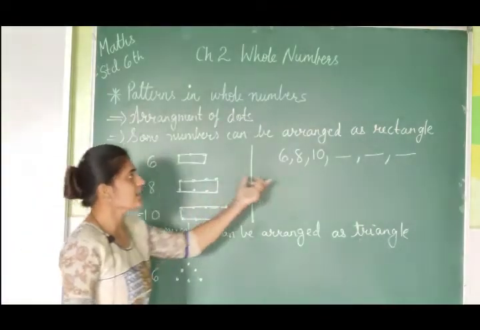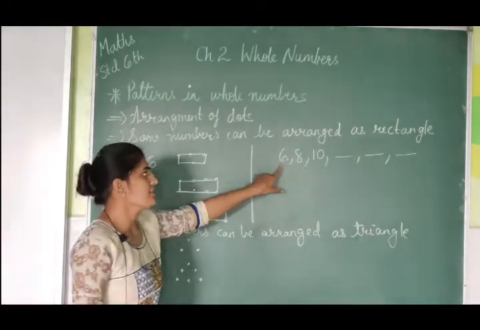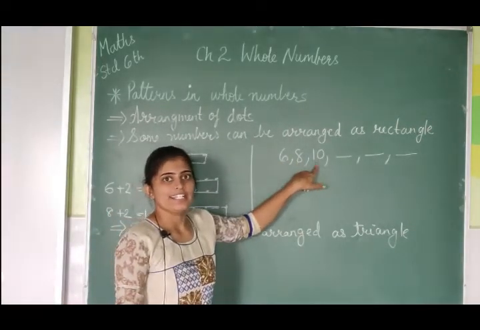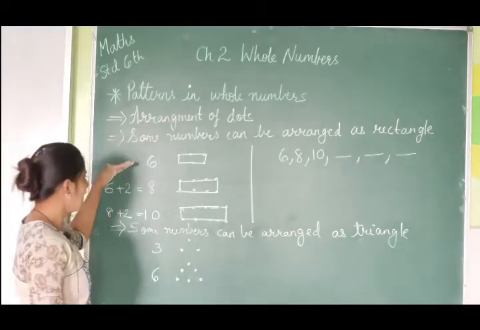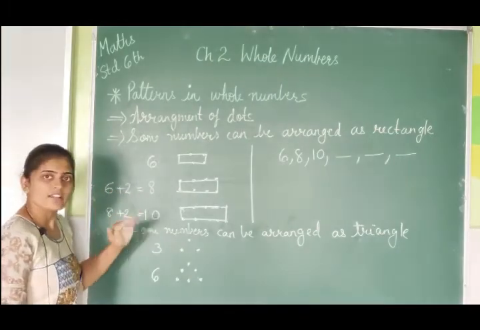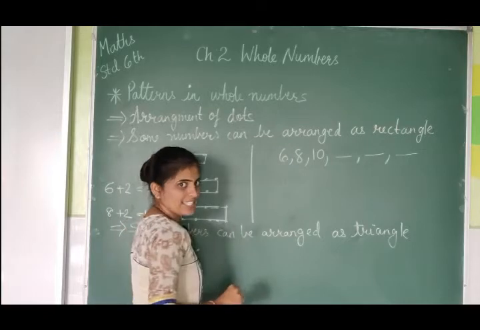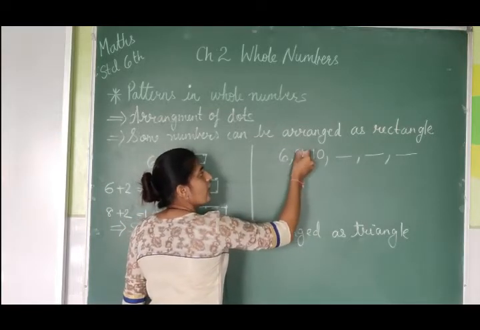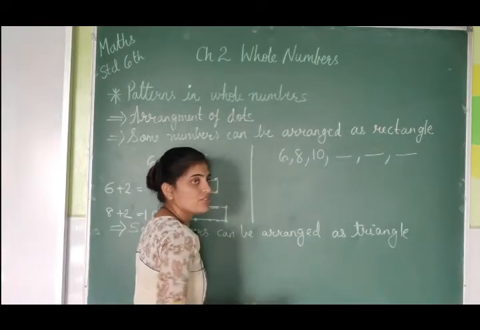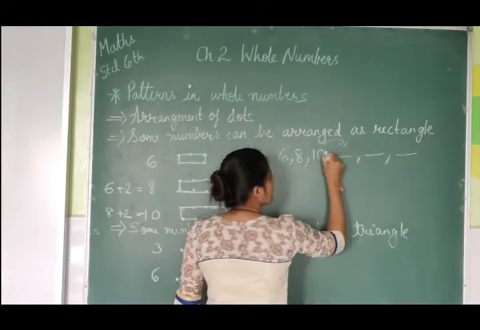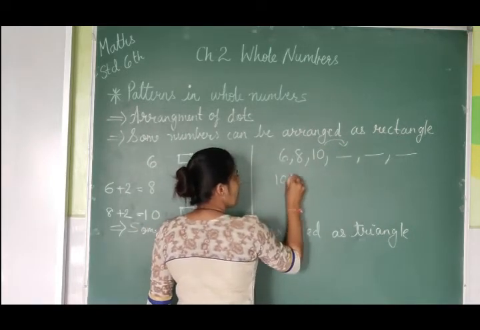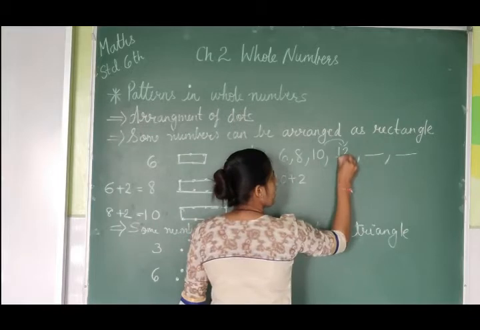So here you can see a pattern. The first number is 6, then 8, then 10. How are you getting them? You are adding 2 to each number to get the next. For getting 8 we add 2 to 6. For getting 10 you add 2 to 8. So what will the next number be? You add 10 plus 2, which means you will get 12.